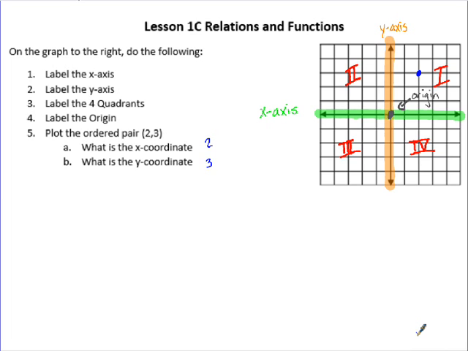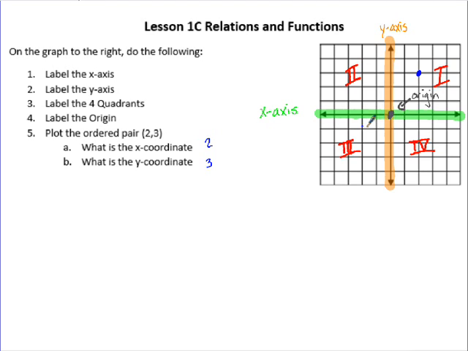Okay, so maybe without the cool colors that mine has, but hopefully you were able to label these things correctly. The x-axis is the horizontal axis. This green one, the y-axis is the vertical axis. When we label the quadrants, quadrant 1 is at the top right, okay? And we do them with Roman numerals, and then it goes counterclockwise. So this is 1, this is 2, this is 3, this is 4. The origin is right here, it is 0, 0.